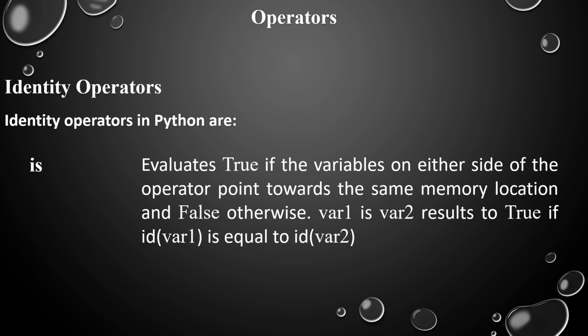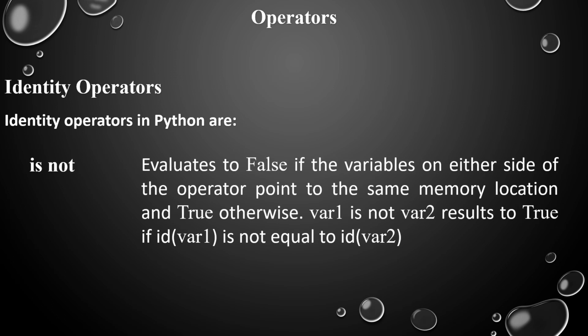That means if the variables are pointing to the same memory location, then it will evaluate to true. Otherwise it will return false. If you write var1 is var2, it results in true if id of var1 is equal to id of var2. Otherwise it will return false.